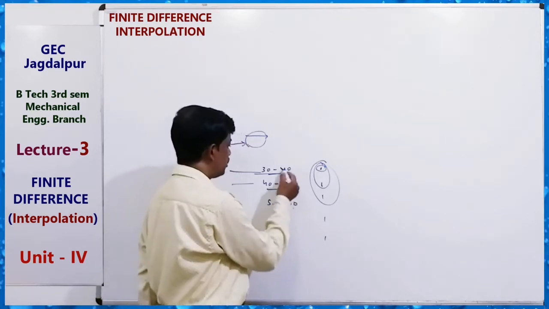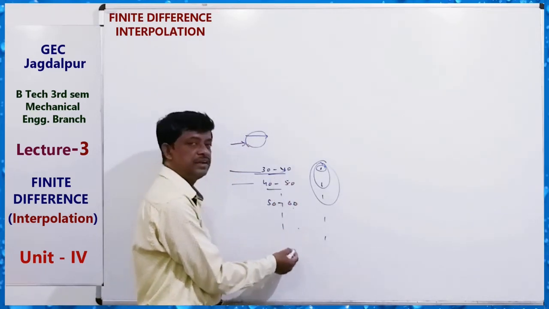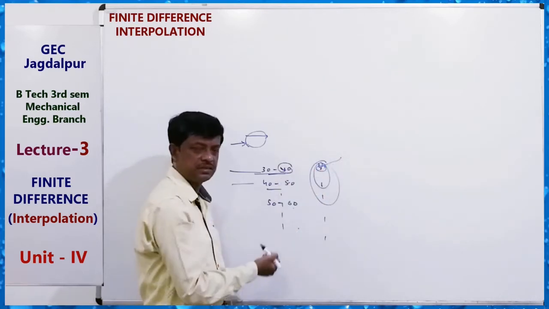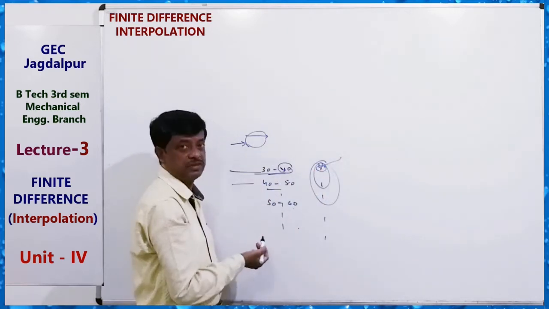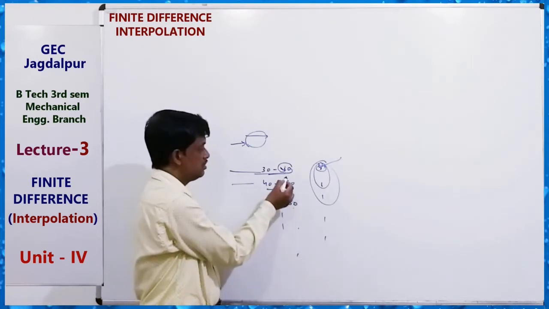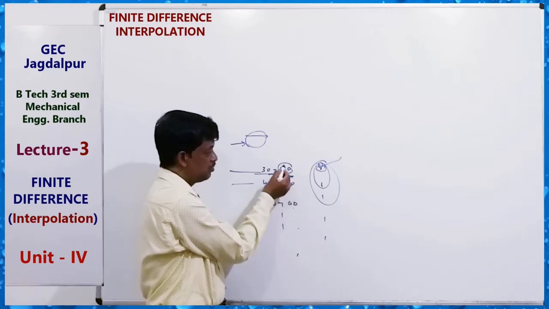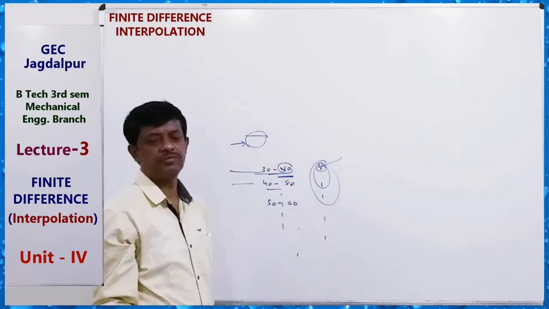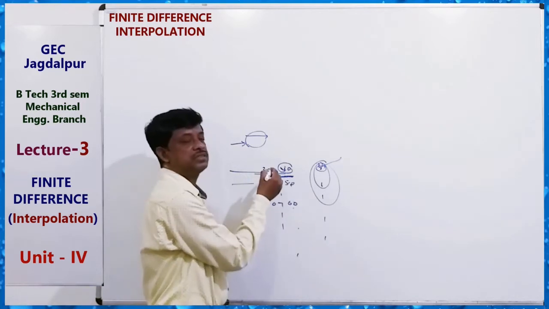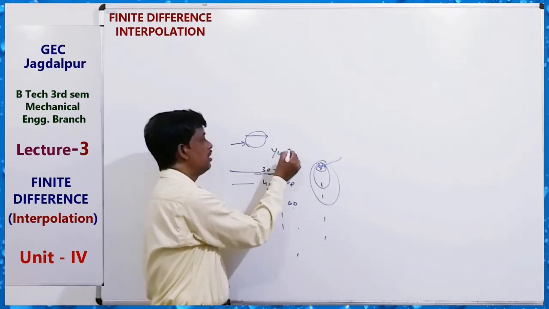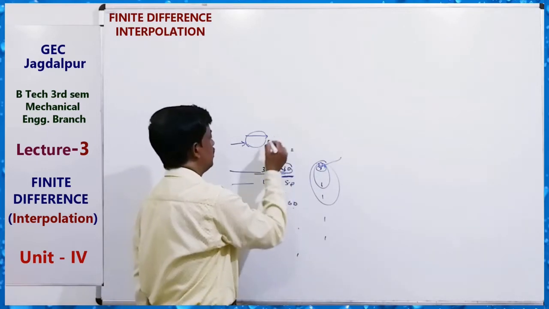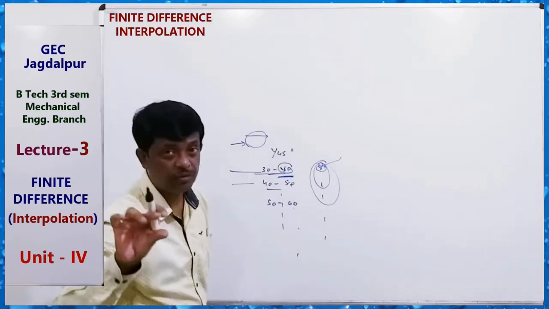So marks less than 40, 50, 60, 70, 80. Marks less than 40 we have, and marks less than 45 we have to find. Here 45 lies near the beginning of the table, so we can use the forward difference table. From here we first have to find y45, that is marks less than 45. Then we can find the marks between 40 and 45.